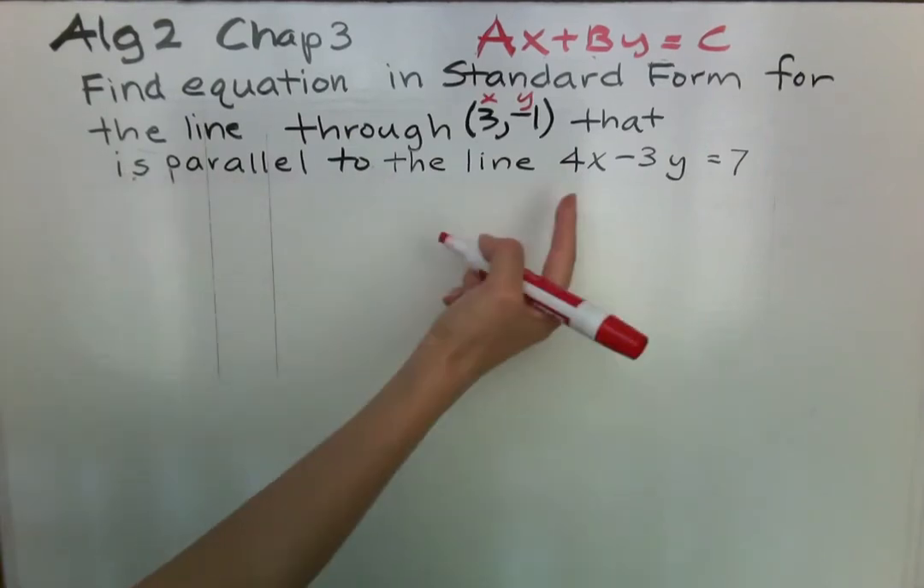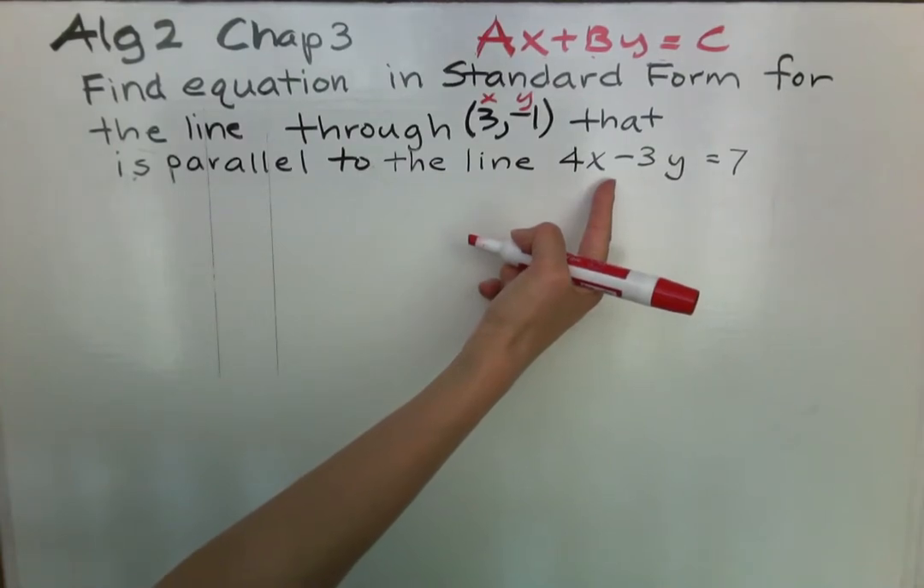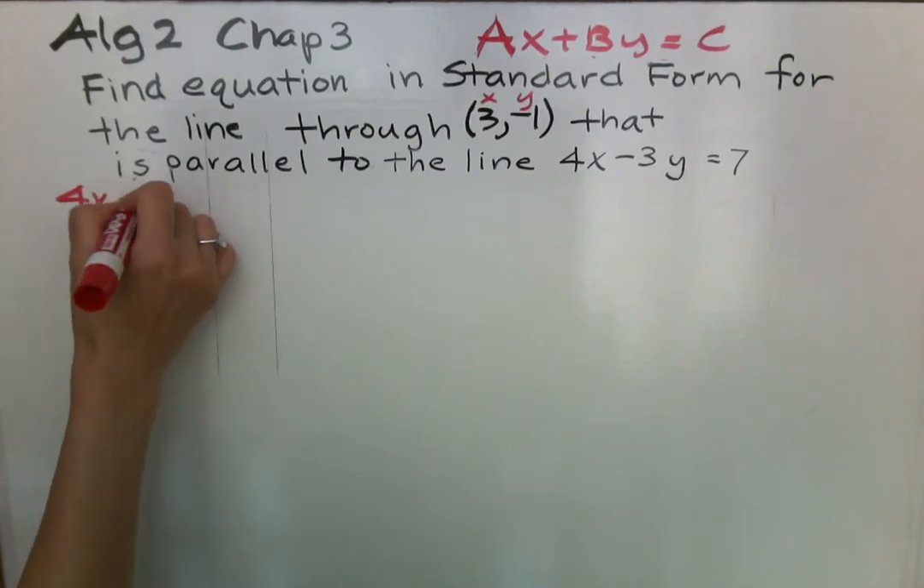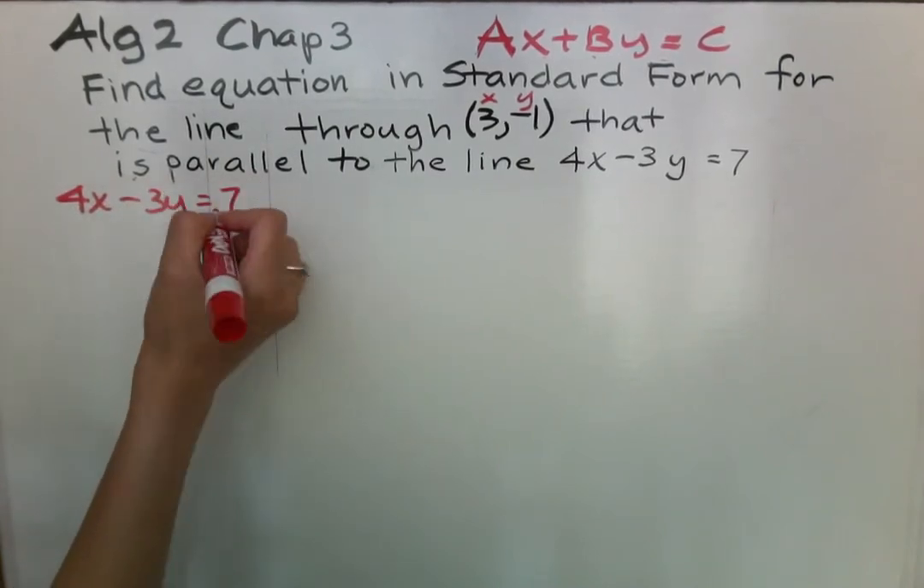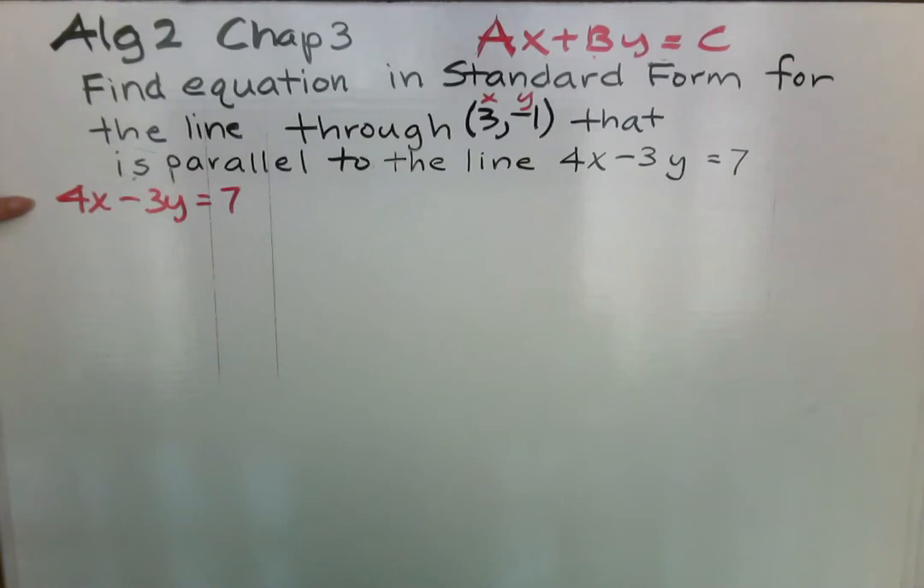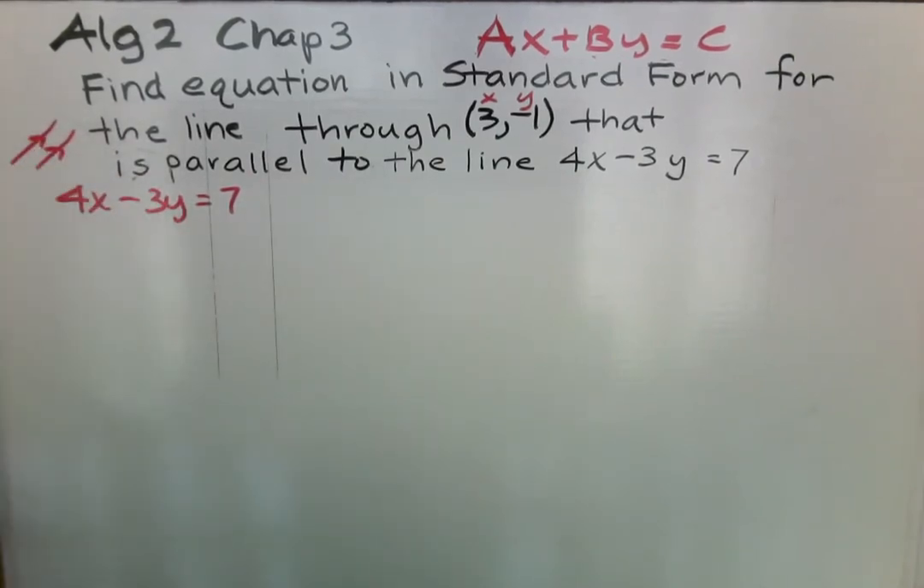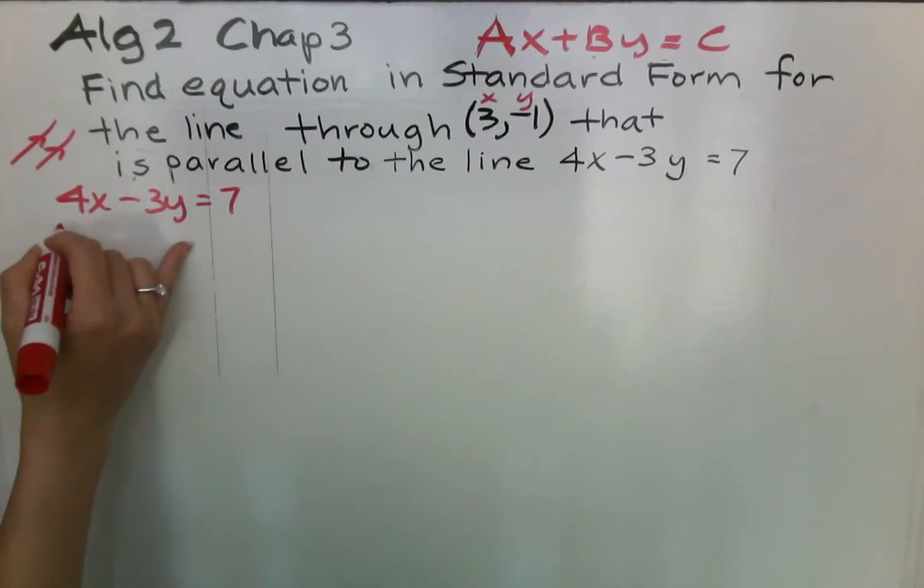And so all we know right now is what's given. We know that the first equation is 4x minus 3y equals 7. What we can find from this equation is the slope, because the slope of this equation is going to be parallel to the other equation because they are parallel. Parallel lines have the same slope. So the slope of this equation and this equation are going to be identical.